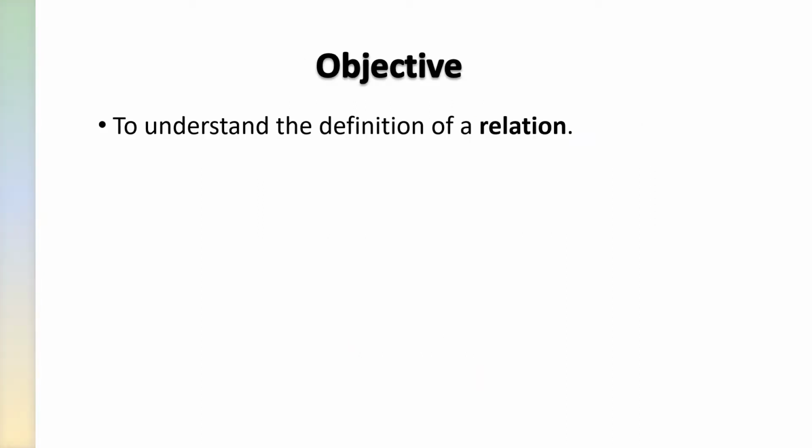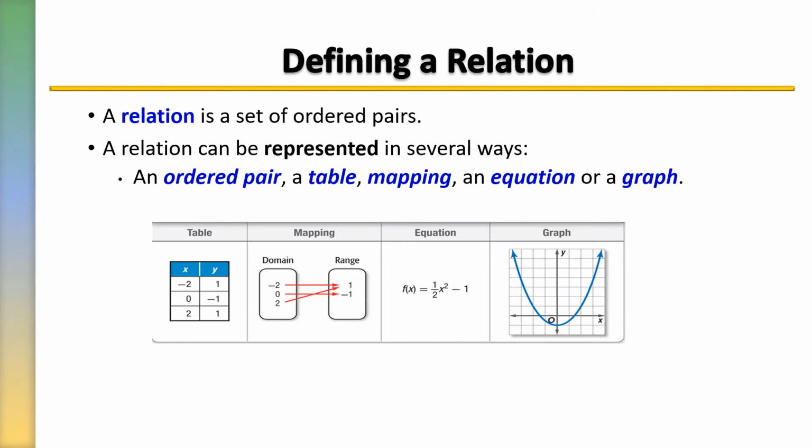The objective of this lesson is to understand the definition of a relation. A relation is a set of ordered pairs. Now, a relation can be represented in several ways.